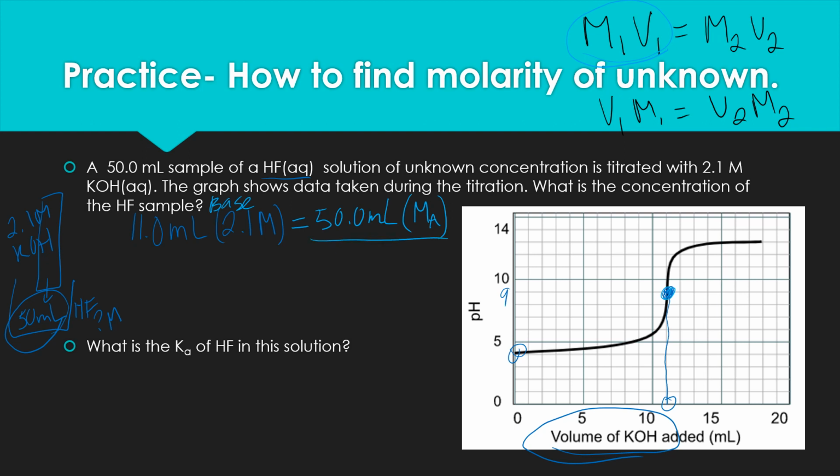So to solve, we would divide by our 50 milliliters. We can leave these in milliliters because the units will cancel, as long as they're consistent. So the molarity of our acid is going to be 11 times 2.1 divided by 50, which I got 0.462, and we've only got 2 sig figs, so 0.46 molar HF. All right, so that's how we can find the molarity of our unknown solution.